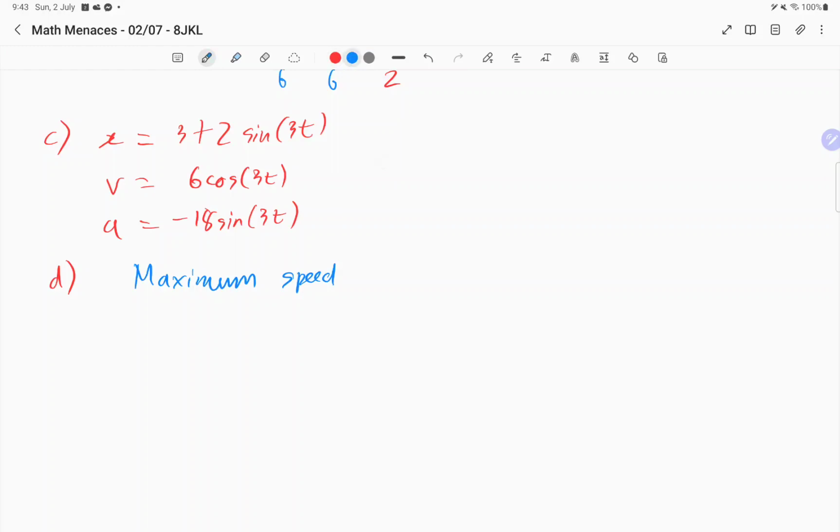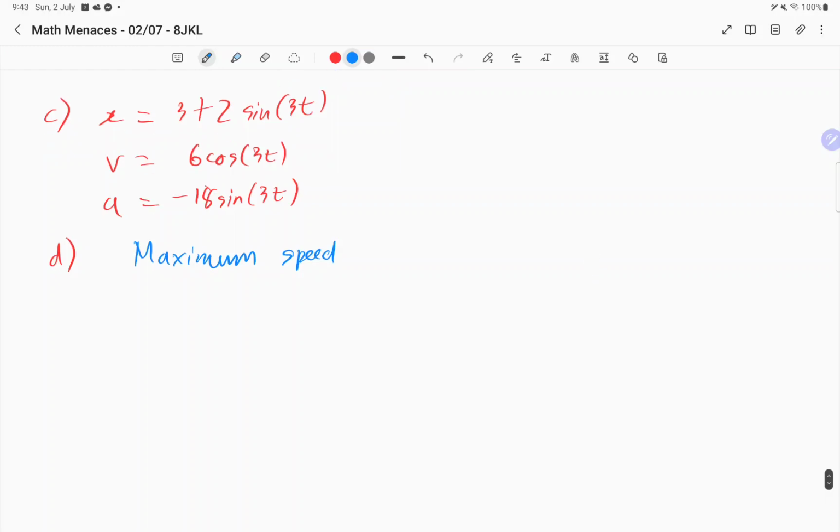Okay, I'll pause this question. I'll give you a few more very important concepts, which I reserved until this point. First, maximum speed. Speed is the magnitude of velocity. What does it mean by magnitude of velocity? Velocity without direction. So if the velocity equals -2, that means the speed is just 2 meters per second. We don't care about the sign.